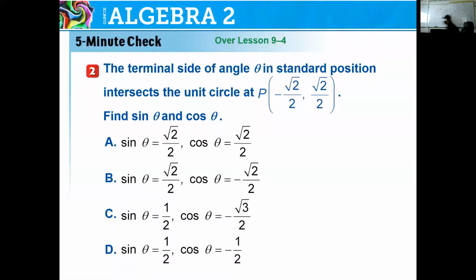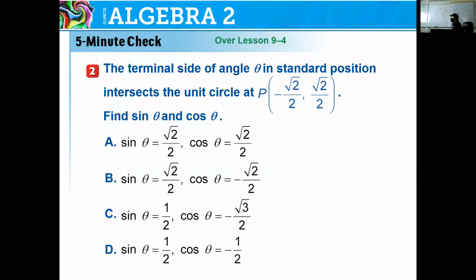Okay, we got another one. The terminal side of angle theta in standard position intersects the unit circle at point P, negative square root of 2 over 2, and square root of 2 over 2. Find sine of theta and cosine of theta. Once again, this maps to our x value and our y value. So it looks like it should be answer B, because cosine of theta is x over r, r being 1. So cosine of theta is negative square root of 2 over 2, and sine of theta is square root of 2 over 2 for the same reasons as the first problem.